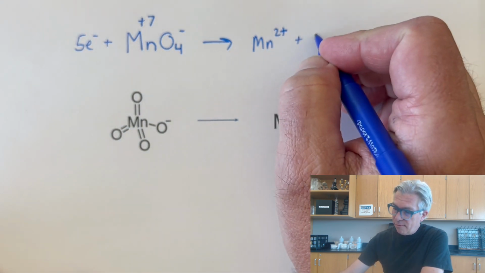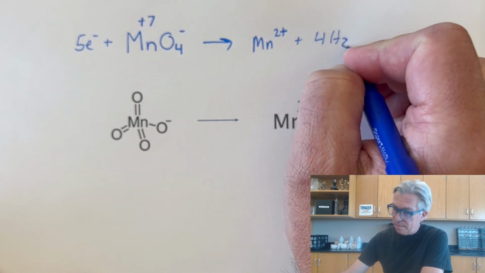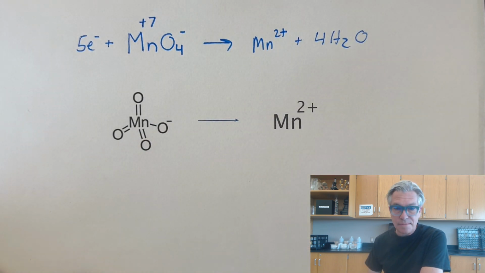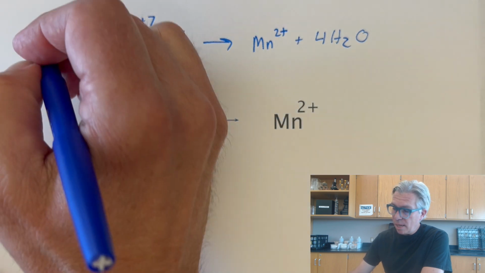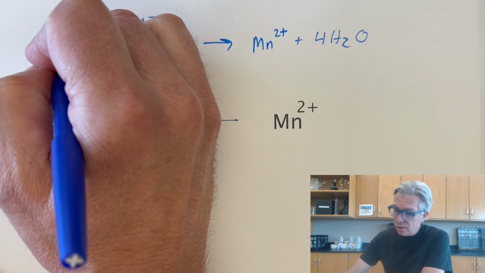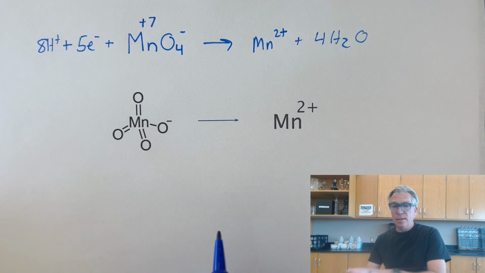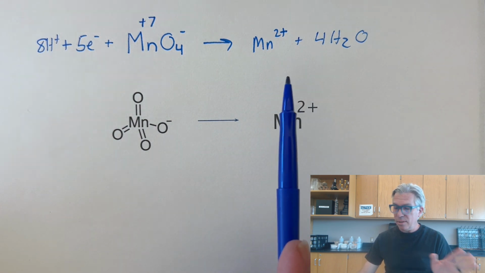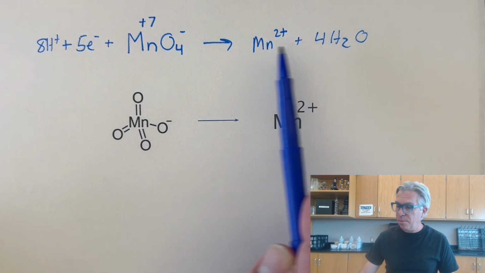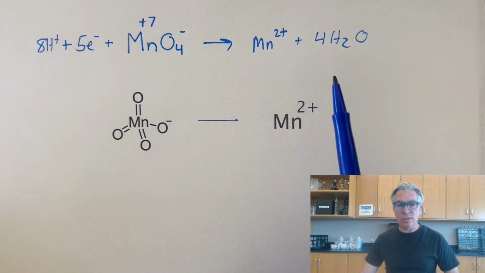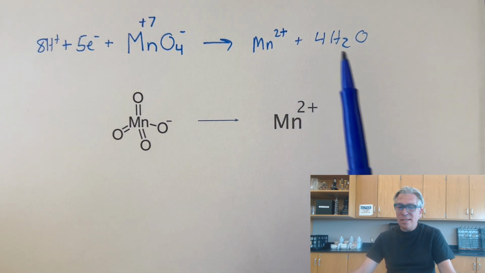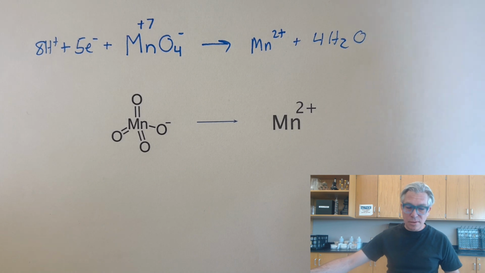I can actually add 4 waters to the right-hand side to balance those oxygens. And then I can go back over here and add 8 hydrogens to this side. All right, you might need more of a tutorial on that, but check them out in the other videos. But here's our balanced half reaction. And you're like, how can I just add those things when they weren't there before?